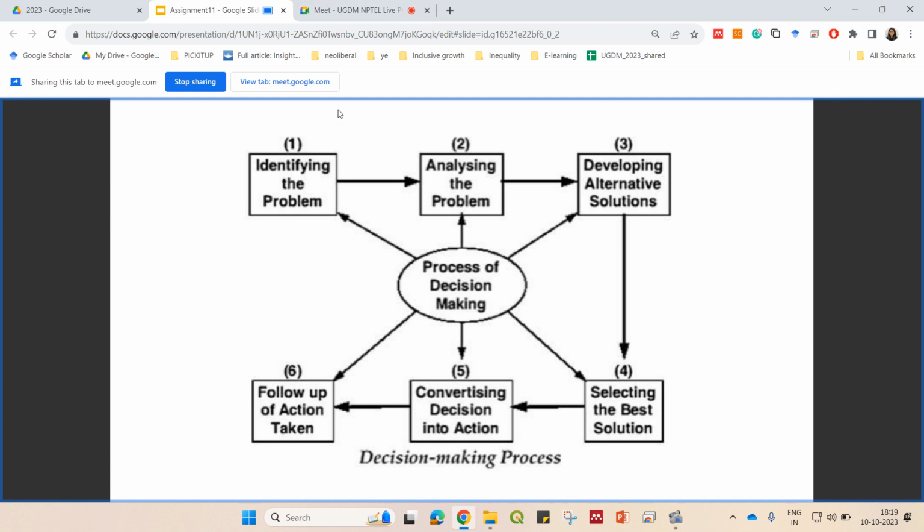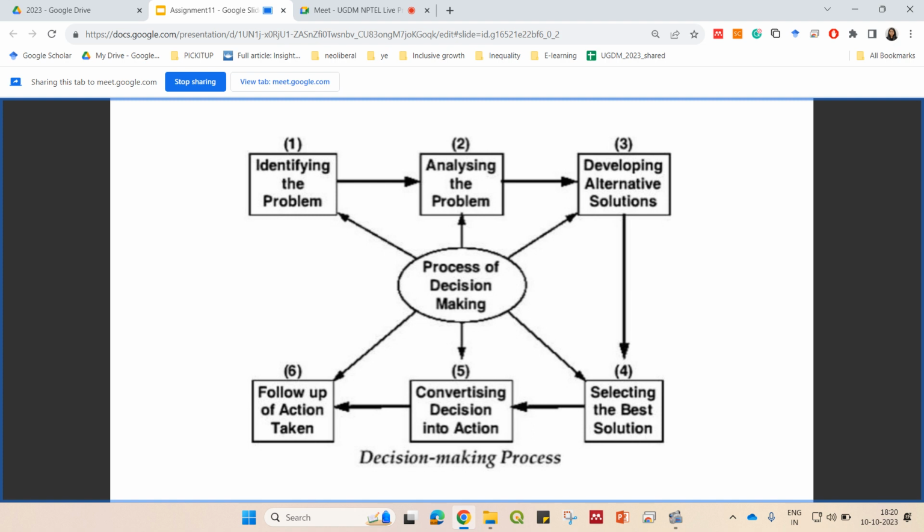Second is analyzing the problem. After you have identified the problem, you analyze it, you formulate it in the form of a challenge, you break it down into several parts, maybe based on different sectors, based on smaller parts in which the problem can be tackled. Then you can change the way of looking at the problem, in which you can see the problem as a challenge. So you can identify the small challenges associated with a particular problem that need to be overcome.